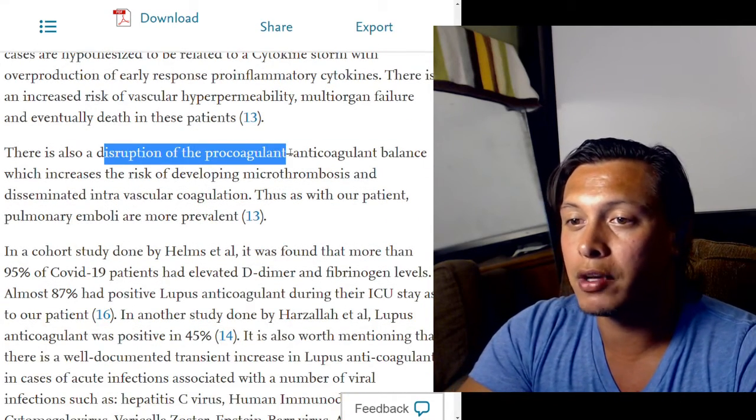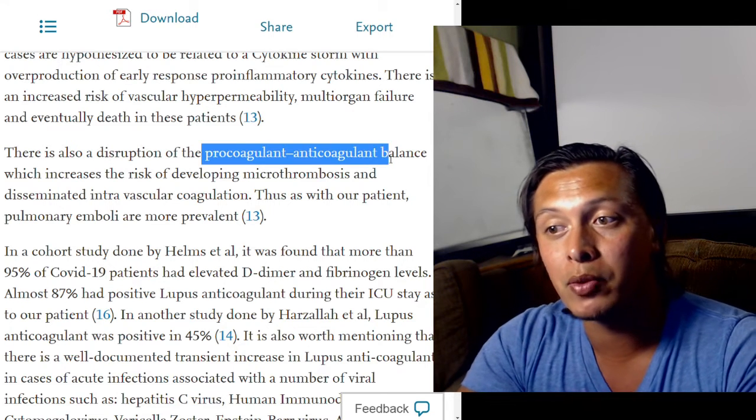There's also disruption of the procoagulant-anticoagulant balance. So remember, this is what I was talking about earlier.